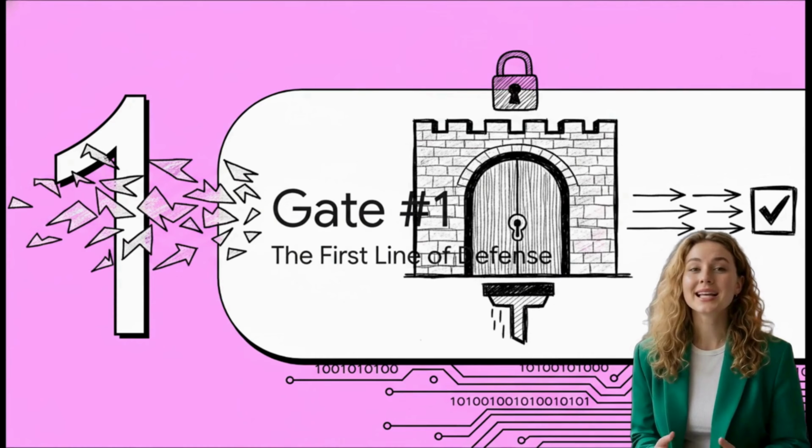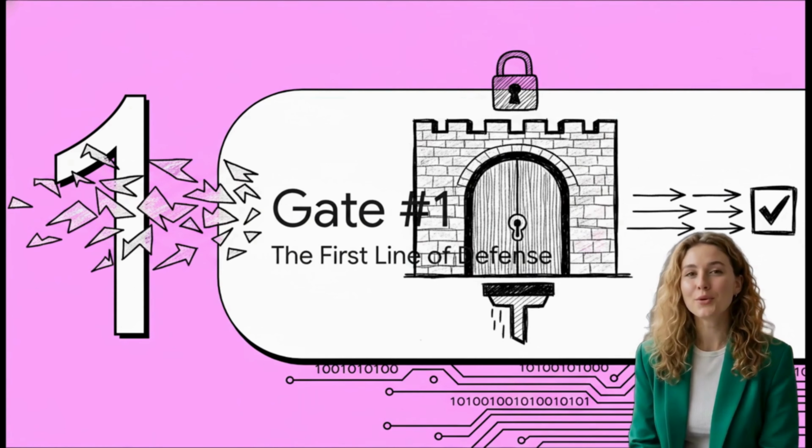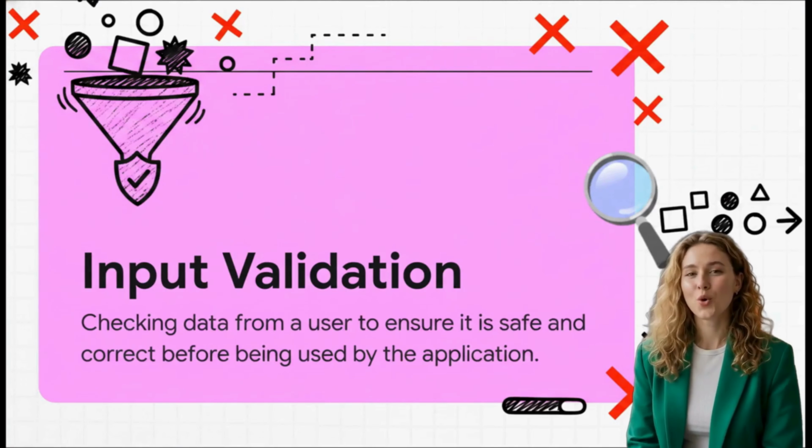The main idea here has a name: input validation. And it all comes down to one single golden rule you have to live by. Never, ever, ever trust user input by default. You just can't. You have to work from the assumption that every piece of data coming in is actively trying to break your system until you've proven it's safe. It's not being paranoid, I promise. It's just smart security.